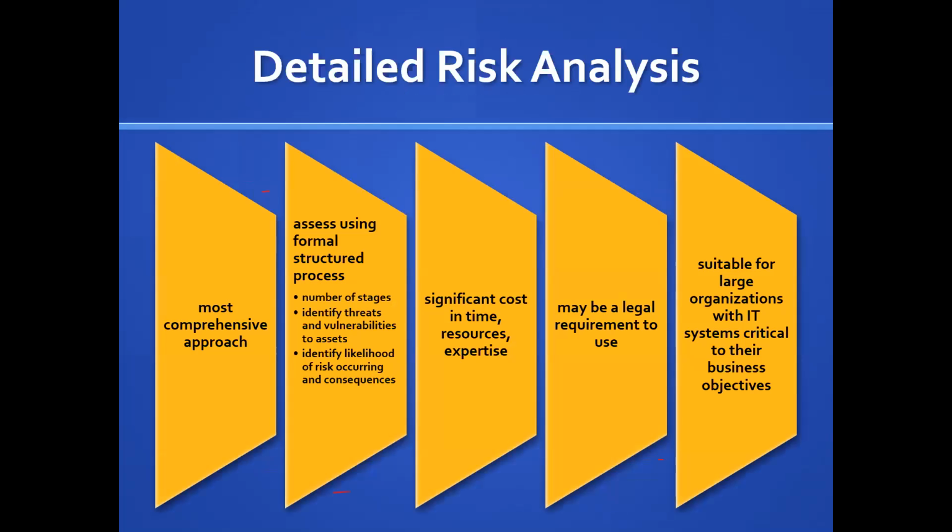And then the detailed risk analysis, as you might imagine, is the most comprehensive approach. We're not going to get into the details of it, but you just have to assume there's a number of stages. You break out all the assets, the threats and vulnerabilities, and you try to quantify, maybe with some probabilistic models, the likelihood of something happening. There's obviously going to be significant cost, time, resources, etc. But sometimes you just have to do a detailed risk analysis because it's a legal requirement. If you're governed by HIPAA or Sarbanes-Oxley laws, you're going to have to do it. There's just no way around it. Large organizations need to do this to have accountability.